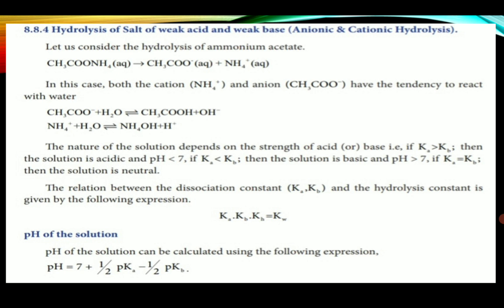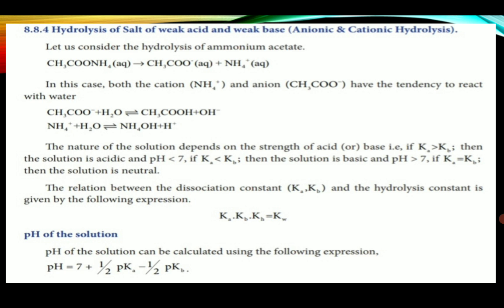The nature of the solution depends upon the strength of the acid or base. Therefore, if Ka is greater than Kb, then the solution is acidic, pH is less than 7. Then if Ka is less than Kb, then the solution is basic, pH is greater than 7. If Ka is equal to Kb, then the solution is neutral.